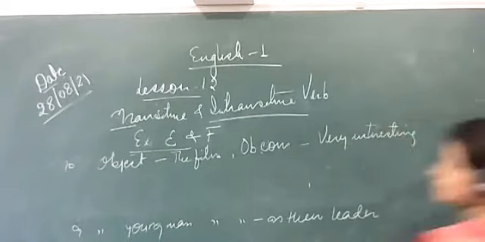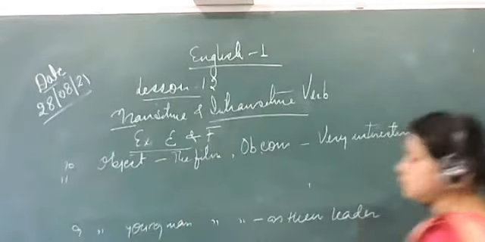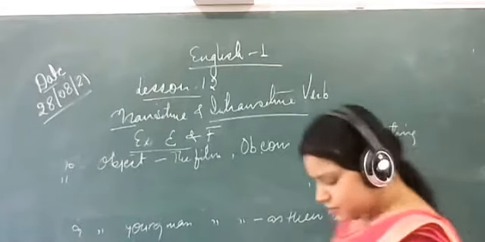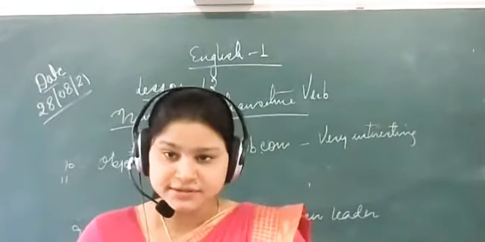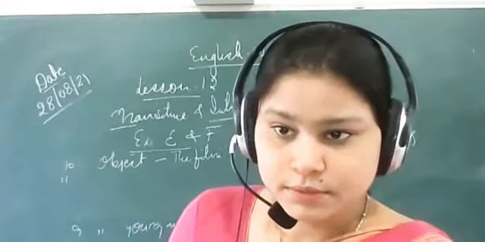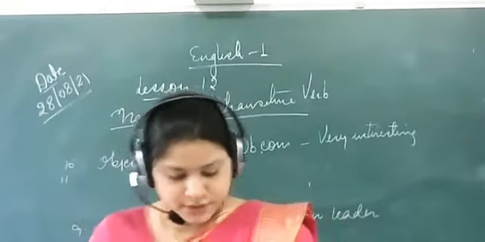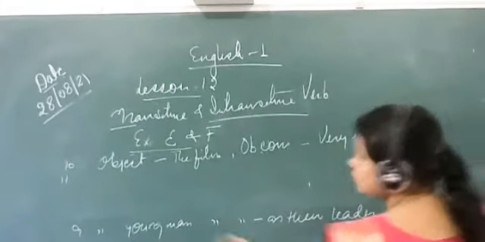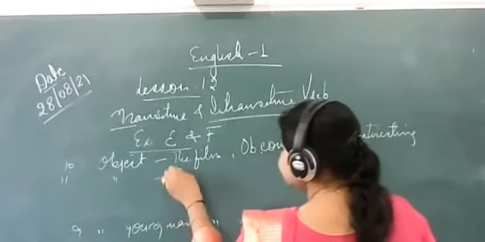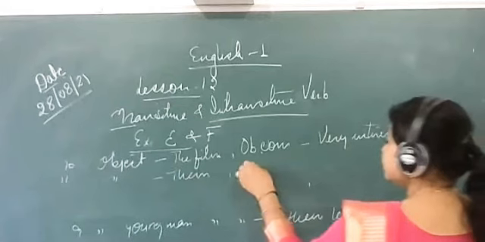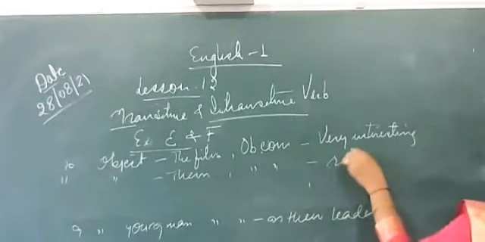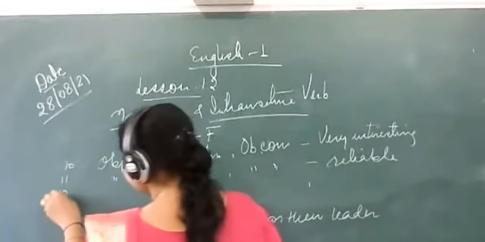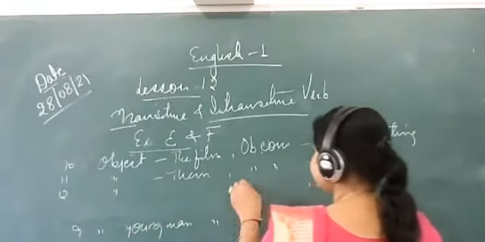Clear. 11. Object is them, and complement is valuable. See, he does not consider them very valuable. So what about object? Object is them. Objective complement is valuable. Okay. Now 12 is, what is the object and what is complement?